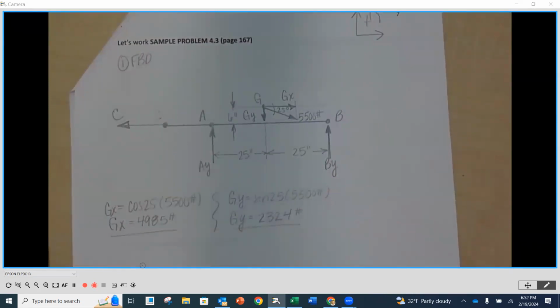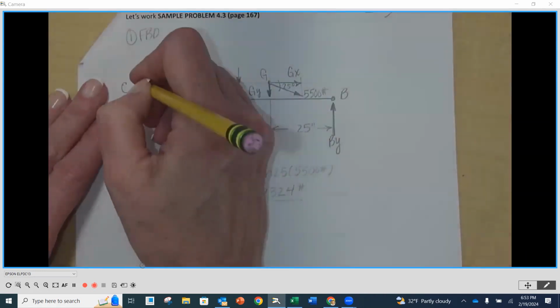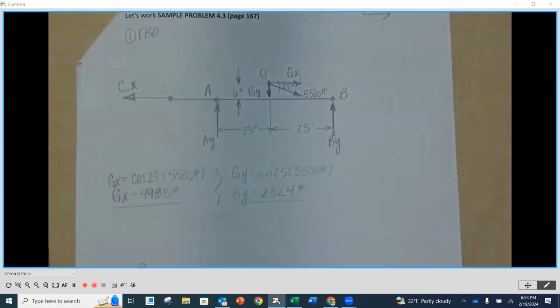And when we're talking about thousands of pounds, I don't think we need decimals of a pound, so I just went to the nearest pound. So I got GX is 49.85 pounds and GY 23.24 pounds. Now we're ready to use our equations of equilibrium to solve for C and AY and BY. Why don't we call this CX? So we know that it's not a point. I'm going to call it CX because it's in the X direction.